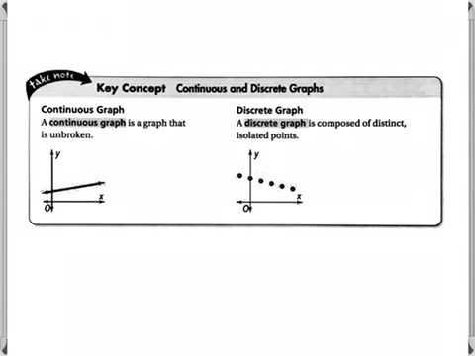Where discrete graphs are composed of distinct isolated points, or they're talking about things that can't be broken apart, like people or cars or cans of soup. You're not going to get 0.25 cans of soup when you go to the store. You're going to get 1, 2, 3, or none. So that's the difference. Continuous are things that can be broken apart, where discrete are things that cannot.